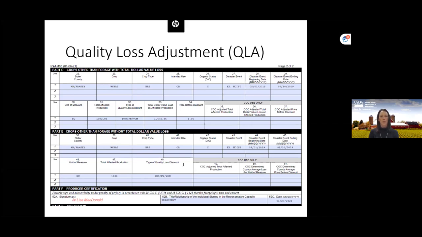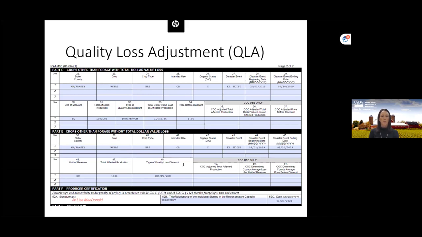You'll put in your crop and crop type in 23 and 24, the intended use in item 25, and then the organic status in item 26. You'll put in your qualifying disaster event. In this example, it's excessive moisture, and then the dates of that disaster event. So this producer is saying the disaster event was from May 1st to September 30th of 2019. Enter in the unit of measure in item 30, and then our total affected production in item 31. So those are our two loads combined.